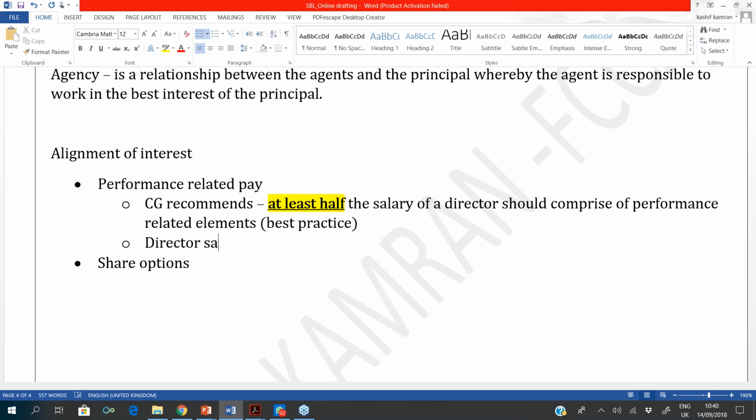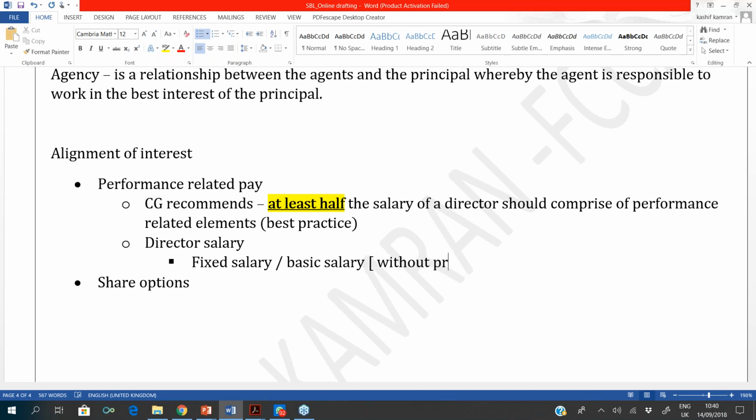When we look at the director's salary, it comprises a fixed salary, which is known as the basic salary. This salary has nothing to do with performance. This is your basic salary, which was given to you on the basis of your competence and experience. So the fixed salary or basic salary has no correlation with your performance. But then within your salary there can be bonuses. The bonuses have to be linked with performance.